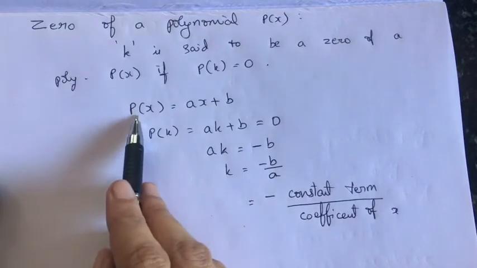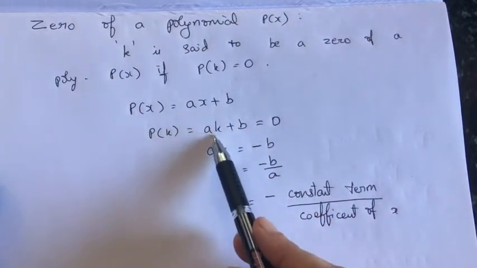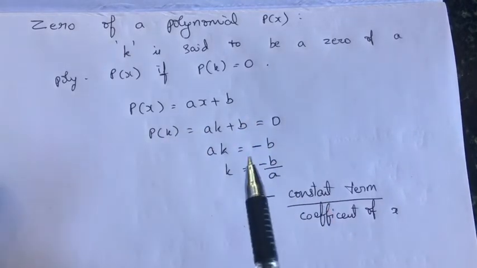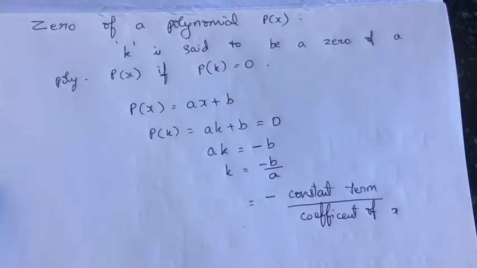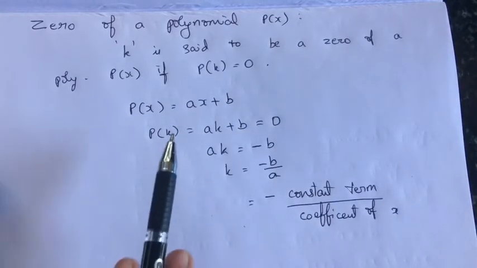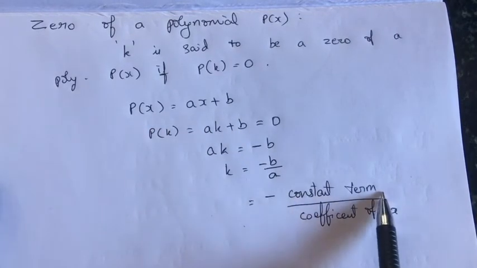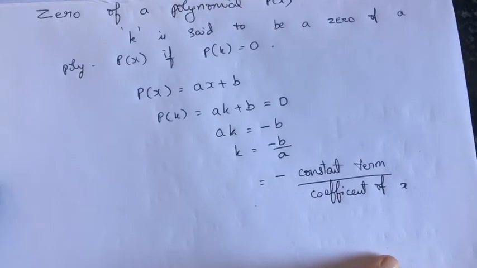Okay, I am taking a linear polynomial and I am equating it to 0. For what value of k does this expression give me the value 0? That value of k is nothing but the 0 of the polynomial. In case of a linear polynomial, it depends on the constant term and the coefficient of x. Let me explain with an example.